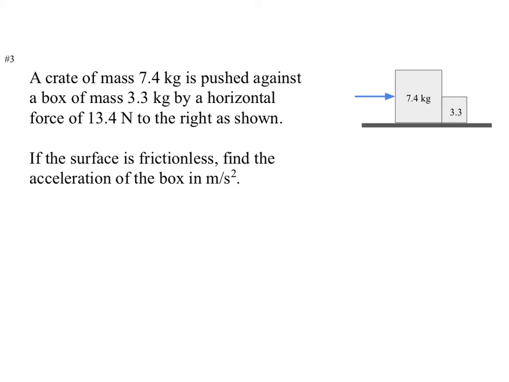A crate of mass 7.4 kilograms, so this is our crate, is pushed against a box of mass 3.3 kilograms, so this is the box, by a horizontal force of 13.4 newtons to the right as shown. If the surface is frictionless, find the acceleration of the box in meters per second squared.